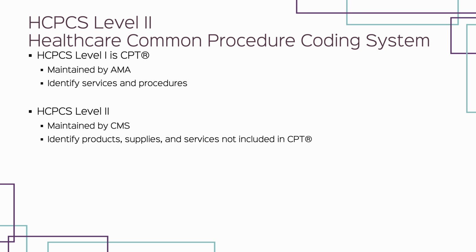Level 2 codes, on the other hand, are maintained by CMS, the Centers for Medicare and Medicaid Services, and they are used to report products, supplies, and services that CPT does not cover. Think of things like ambulance transports, prosthetics, medical equipment, and injectable drugs. Understanding the difference between Level 1 and Level 2 is key to selecting the right code set, especially when we're working with Medicare and outpatient claims.